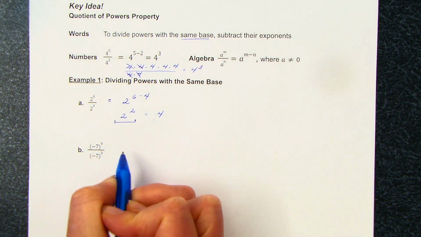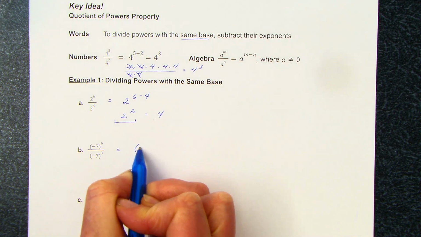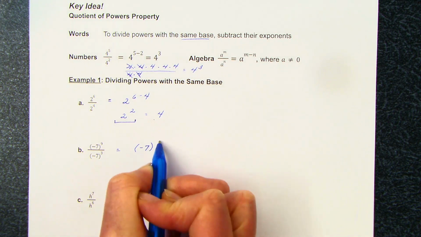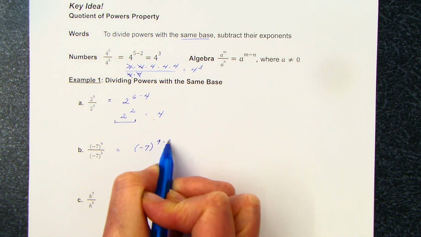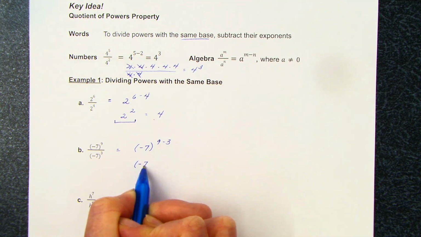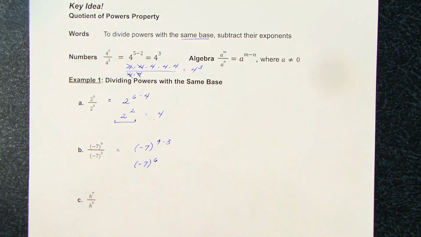All right, so for B, you can rewrite that as negative 7 to the 9 minus 3 power. That's the same as negative 7 to the 6th power. And notice that you have to keep the parentheses because we want negative 7 raised to the 6th power, not the opposite of 7 raised to the 6th power.